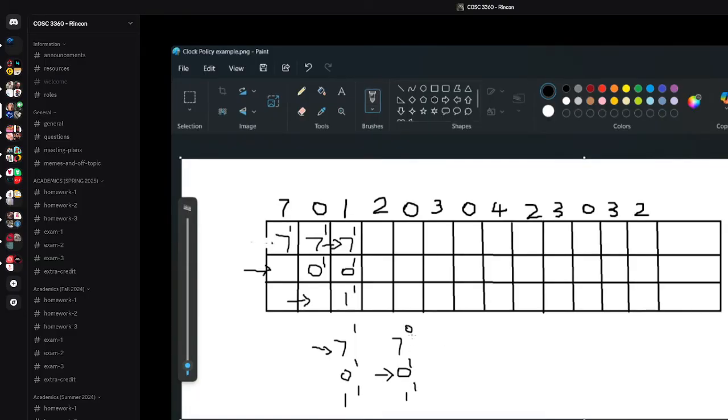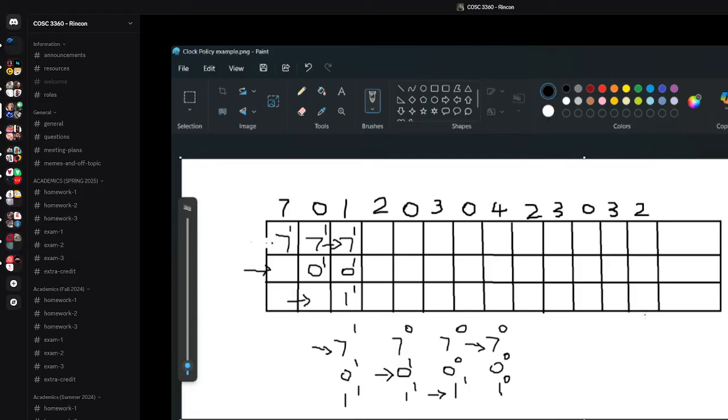And then the next step is that we look at the pointer now, and it still has a use bit on, so we need to turn this one off too. So we'll have 7 with no use bit, 0 with no use bit, and we point the pointer down 1 again. Now it's pointing to a use bit again, so we repeat this process. We turn off this use bit because it's still pointing to a use bit, and the pointer goes all the way back up.